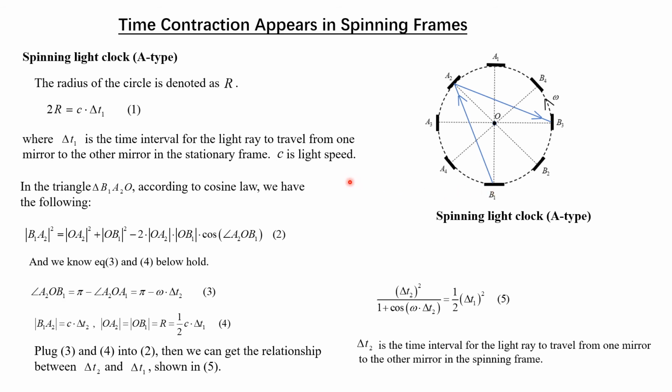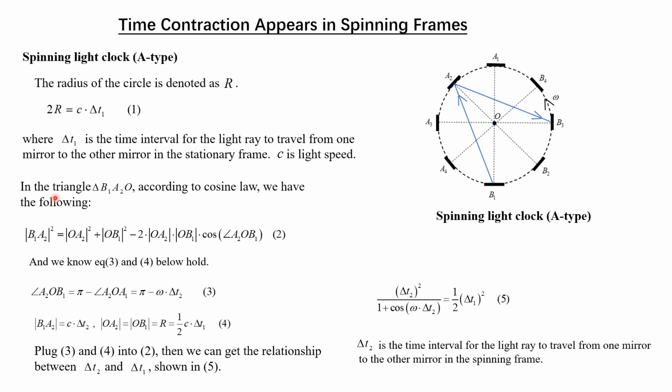Next, we do it algebraically. The radius of the circle is denoted as r, so each circle has a radius r, and we have this equation: 2r equals c multiplied by delta t1. Delta t1 is the time interval for the light ray to travel from one mirror to the other mirror in the stationary frame, and c is the light speed.